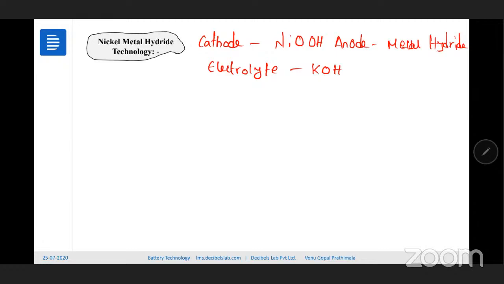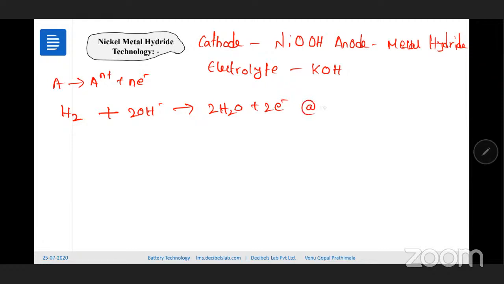So during the discharge at the anode, oxidation takes place, which means that loss of electrons takes place. So here the anode is the metal with hydrogen, so the discharge equation at the anode will be H2 plus 2OH minus gives rise to water plus 2 electrons. Okay, so that is the governing equation at the anode. And from this equation, you can observe that 2 electrons were participating in the oxidation reaction. Okay, so this particular number of electrons, 2, will be used in the cell capacity calculation.